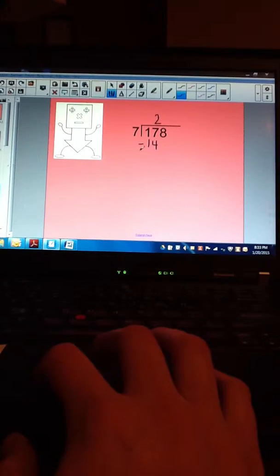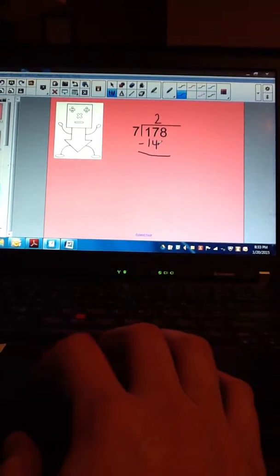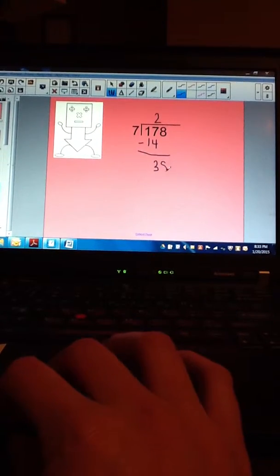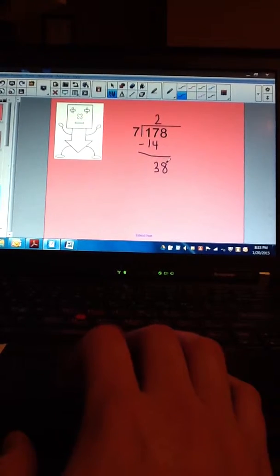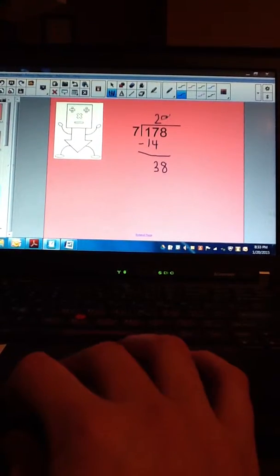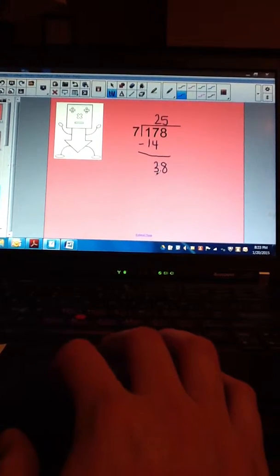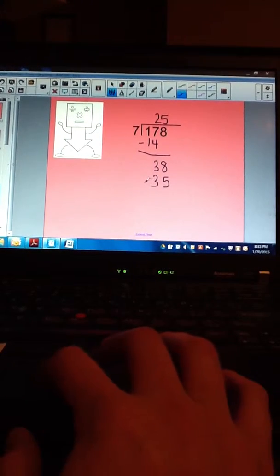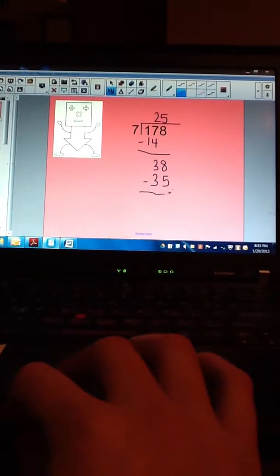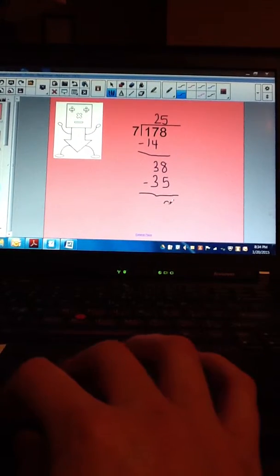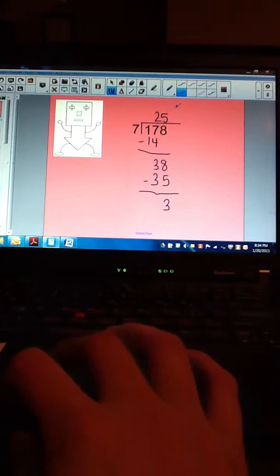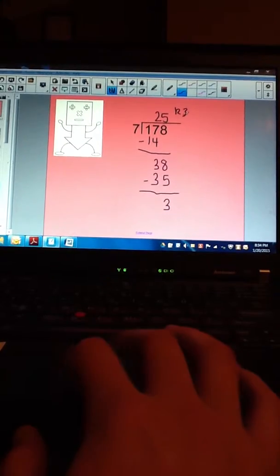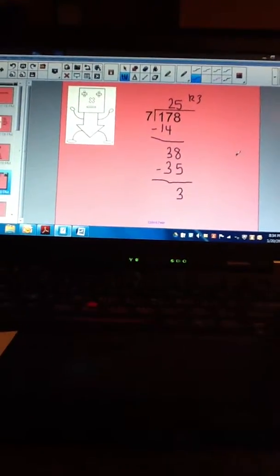And then I subtract. 17 minus 14 equals 3. And I bring down the 8. 7 goes into 38 5 times. And 5 times 7 is 35. I subtract. And I get 3. So I have a remainder of 3. So the answer to 178 divided by 7 is 25 remainder 3.